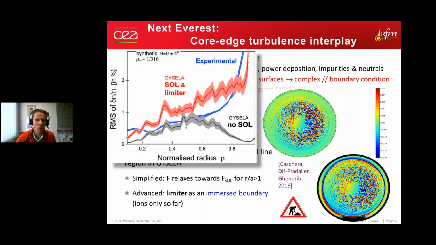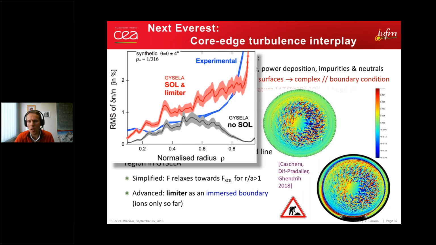What is presented here on this graph, on the top left, is the relative magnitude of the density fluctuation in percent as a function of the normalized radius for two kinds of simulation. In red corresponds the new simulation with the simplified modeling of the scrape-off layer, and in black or gray corresponds the former simulation.